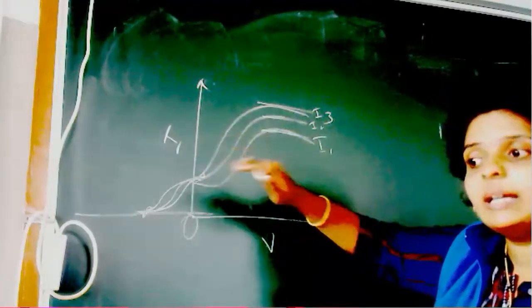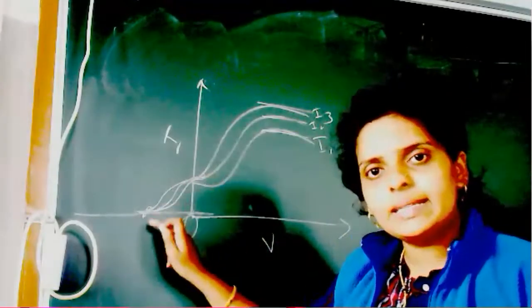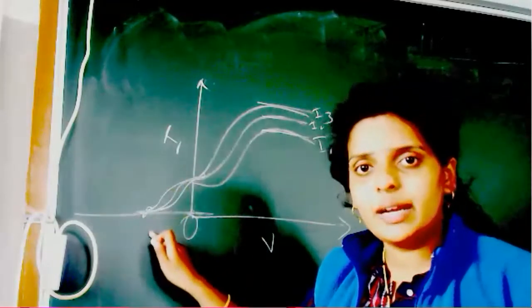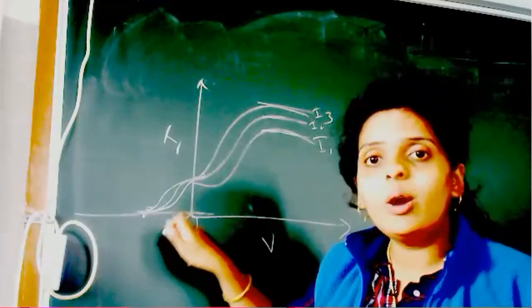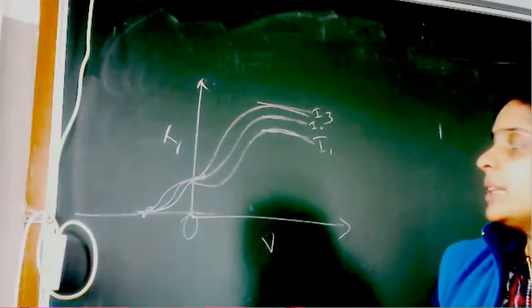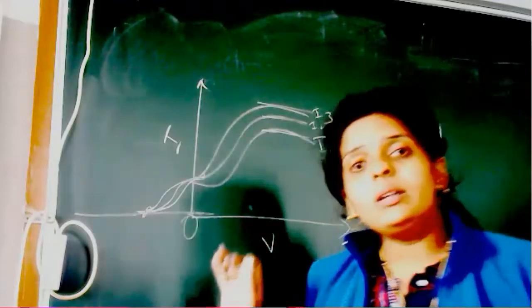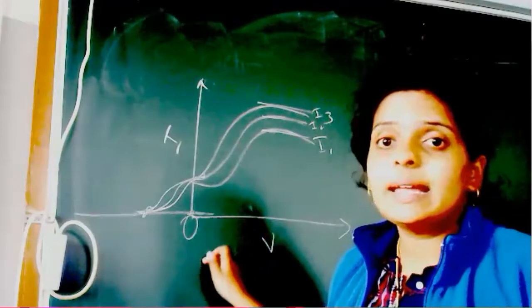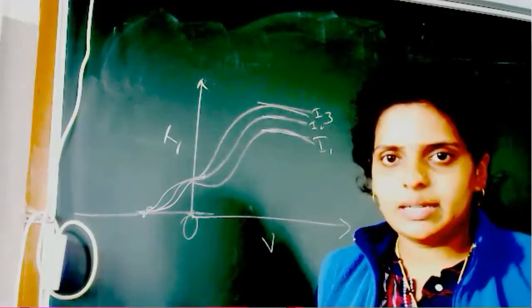Next, what are you doing? You are making the anode negative potential. That time the current value goes on decreasing and it becomes zero. The potential for which the current becomes zero is known as cut off potential, or stopping potential. Is it clear? So this is the effect of potential on the photoelectric effect. This is the second factor which affects your photoelectric current.